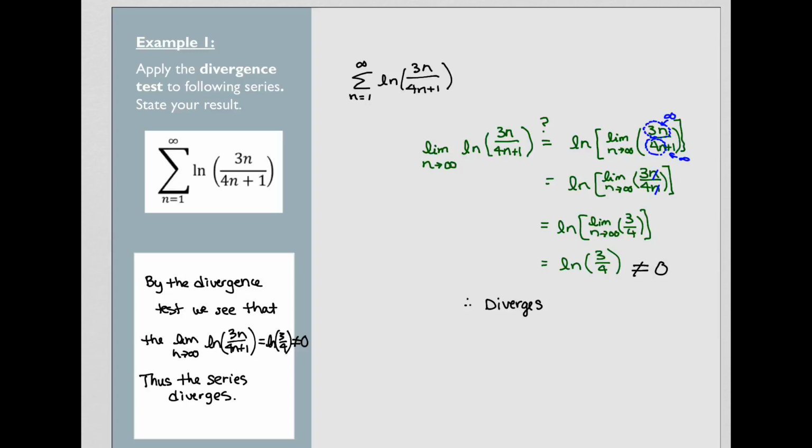I like the nth term divergence test. It's a quick test, and right away it tells us if something diverges. And if it does, then we don't even have to worry about considering its convergence. In the next video, we look at a couple more examples where we apply the divergence test.